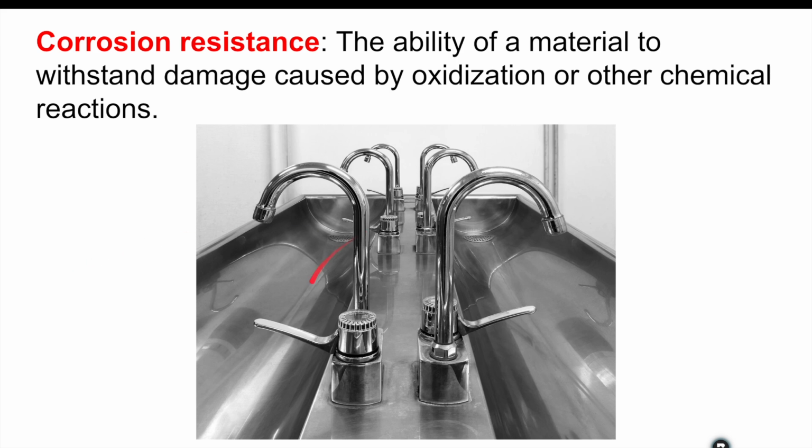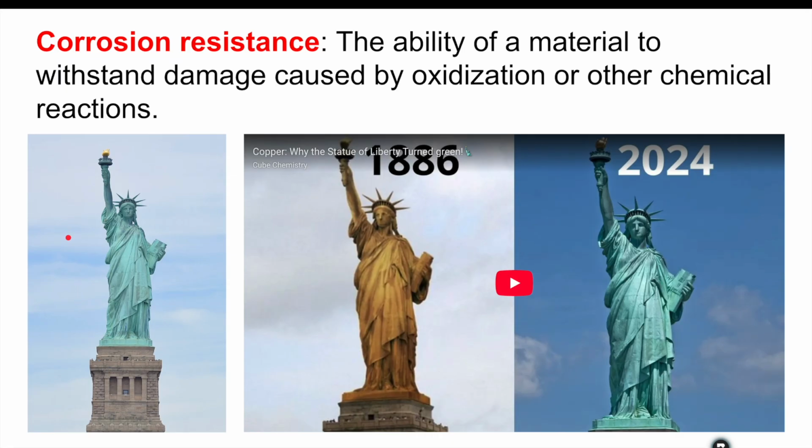So this is an example of a corrosion resistant metal. This is stainless steel. Copper is a corrosion resistant metal also. This is a picture of the Statue of Liberty from 1886. It's been colorized, but the Statue of Liberty used to be copper colored, and then it's developed a patina over time. This video shows you that whole process and gives you some understanding of the properties of copper.